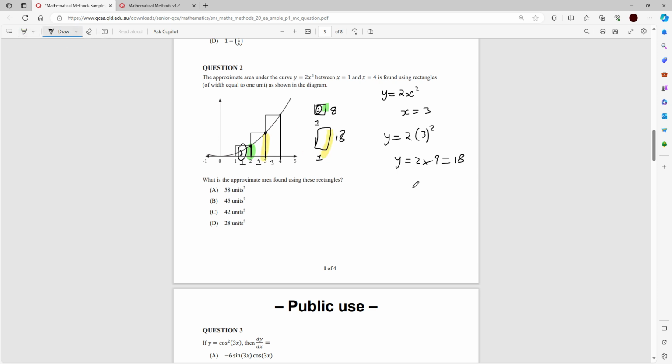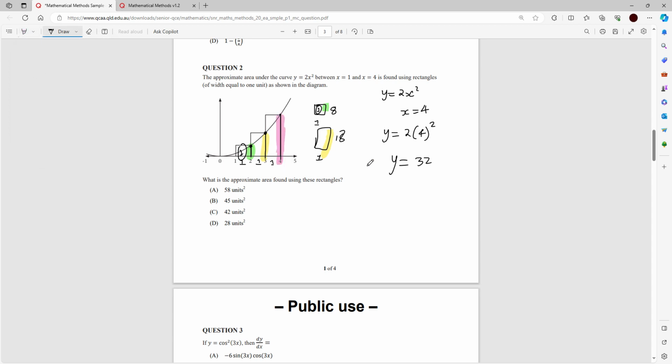Right, let's do the final one, so let's just rub this stuff out. So when x is equal to 4 now, y equals 2 times 4 all squared. 4 squared is 16, times 2 is 32. So the final rectangle is going to have a height of 32.